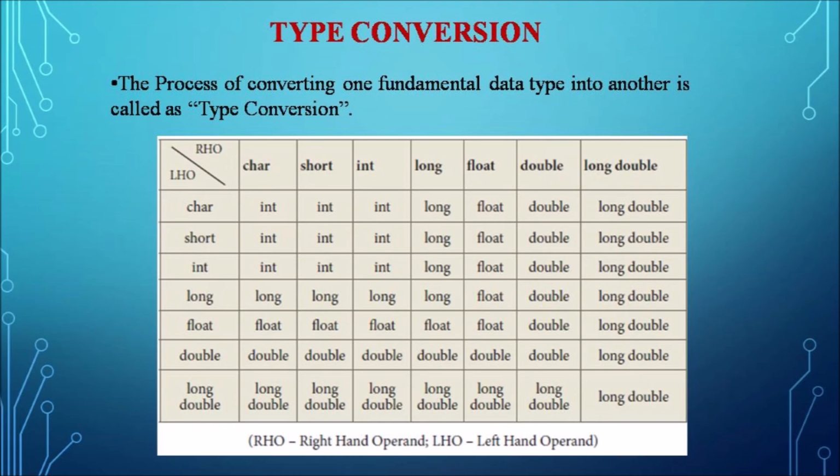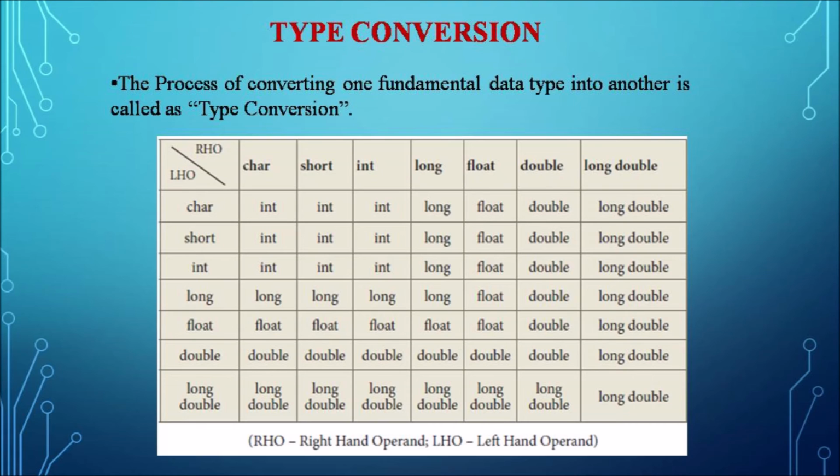This is a tabular column, you see how the conversion will be. Here they have mentioned RHO as the right hand operand and LHO as the left hand operand. It means, say for example, A plus B. Here A is the left hand operand, which is left of the operator, and B is the right hand operand, which is right of the operator. So that is A plus B. Consider this example.